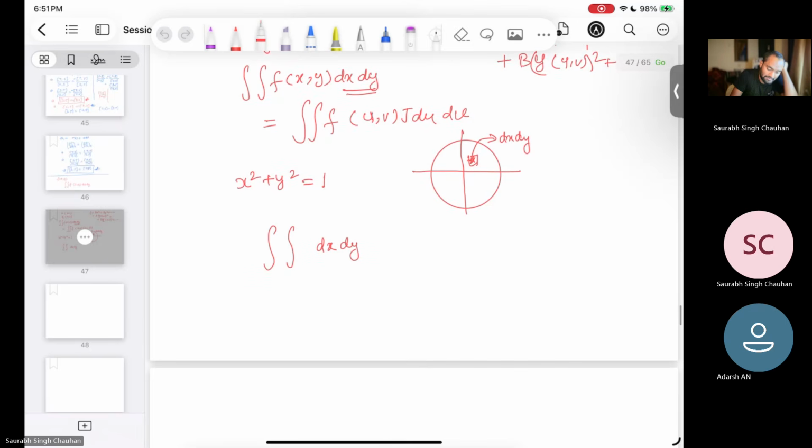Okay. So what will be the limits on x? First you are integrating with x. Then what will be the limits on x? Let us take x square plus y square is equal to capital R square. Okay. Take any radius.